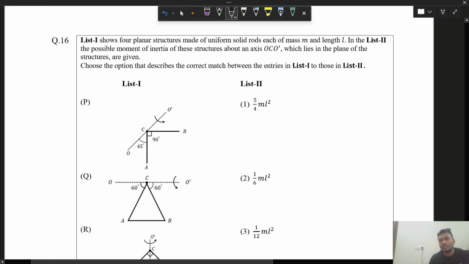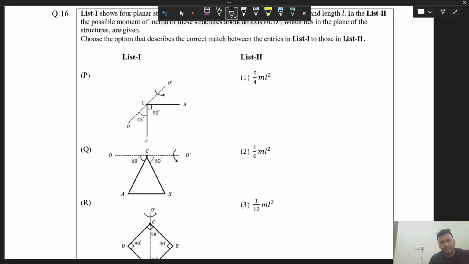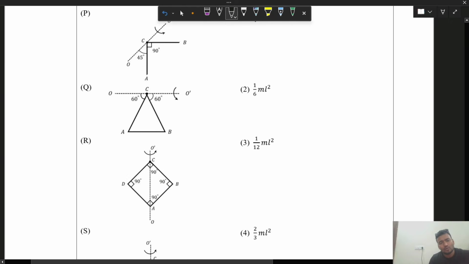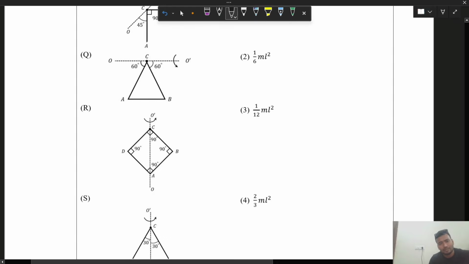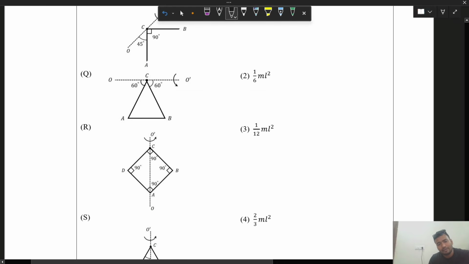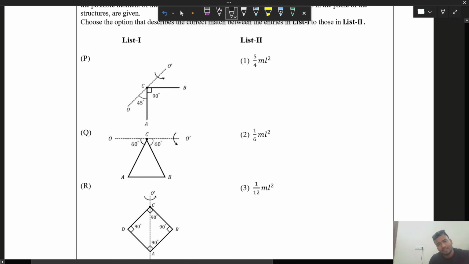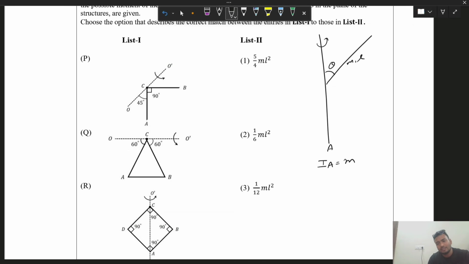Now, finally, this last question, question number 16. This one is again easy, beta. If I closely observe all these P, Q, R, and S figures, in every figure you have to find a moment of inertia. And one thing is common. Imagine this is the axis of rotation. Then imagine a rod. Let's suppose this angle is theta. It has mass M and length L. Let's suppose this axis is A. So as per theory, moment of inertia about it is M L square by 3 sine square theta.